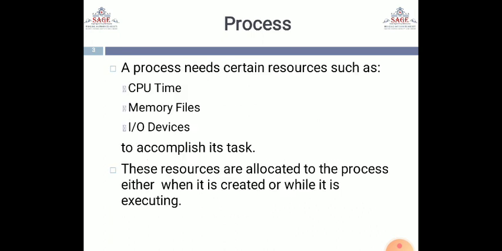So what are the resources used in an operating system? First is CPU time, second is memory and files, and third is input output devices. All these resources are allocated at the start or during the execution of the process, and when the execution of the process is completed, all these resources are terminated, or we can say that the CPU releases all these resources.